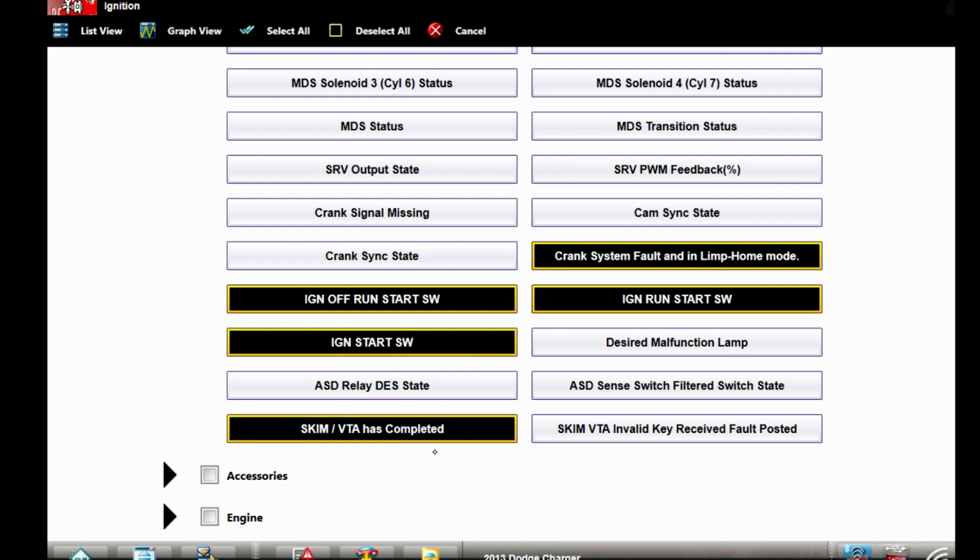We care about that. Security fault, although we did touch on that briefly, possibly. I'm kind of feeling this a little bit out of order here, but keep in mind that Skim VTA, that's our anti-theft, vehicle theft, and our Sentry Key immobilizer system.